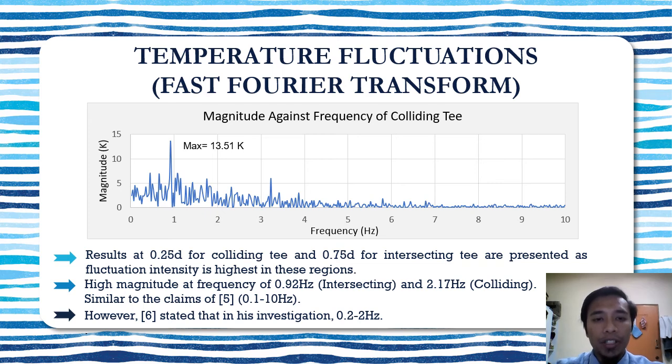This graph represents magnitude against frequency of the colliding T. The result at 0.25D for colliding T and 0.75D for intersecting T are presented as the fluctuation intensity is highest in these regions. High magnitude at a frequency of 0.92 Hz for intersecting and for colliding at 2.17 Hz. This is similar to the claims, which is in between 0.1 to 10 Hz.